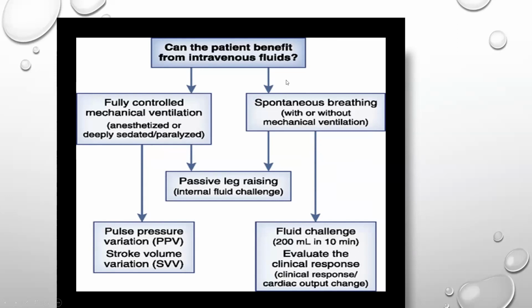And if your patient is spontaneously breathing, then these predictors might not be very accurate. So you go for a fluid challenge: you can give 10 ml per kg, and then evaluate the clinical response, and then check the cardiac output change. However, checking the cardiac index also is not a very good tool, but the stroke volume is the one which can tell you whether your patient is going to benefit from the fluid bolus or not.